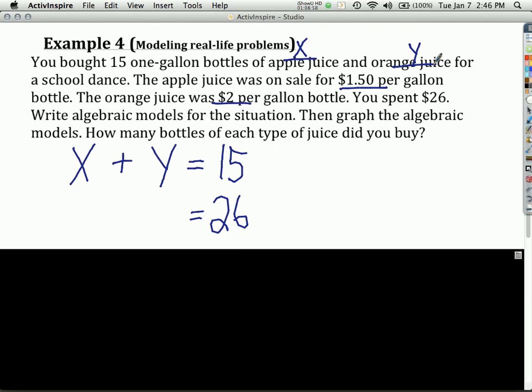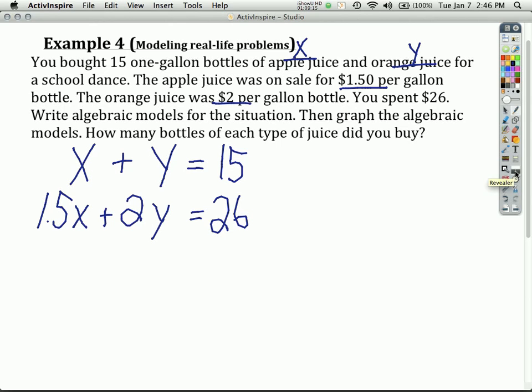So now we have 150x plus $2 times the number of bottles, and that will come out to $26. And now we have a system set up that we could graph and solve. Okay? So I know, again, this is not the most effective way to teach, but in the interest of time, it is what I wanted to do to get through it.